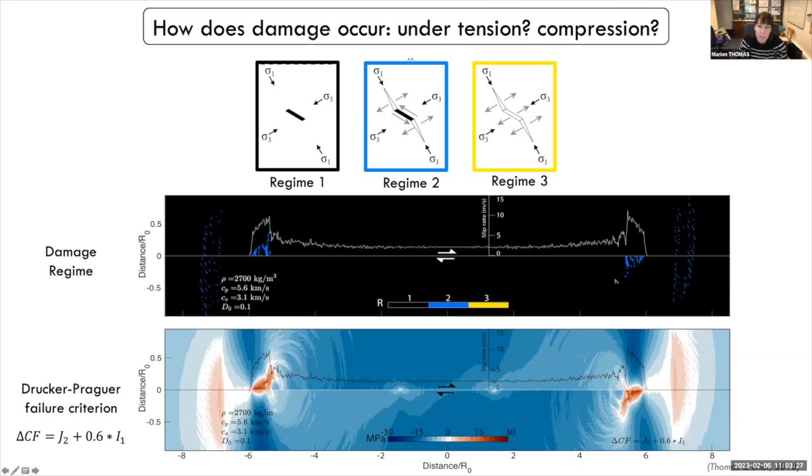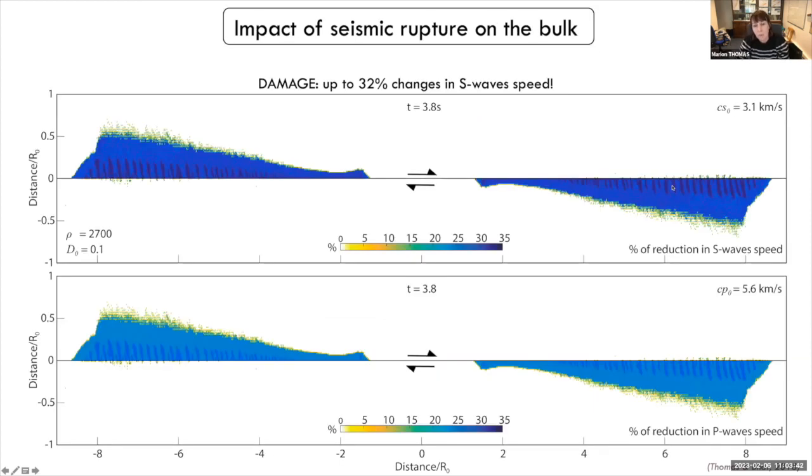So what you see is that the deformation is happening behind the rupture front. You have a bit of damage happening also due to wave propagation. And if you're looking at the cumulative picture at the end of the simulation, you see that we can compute the change in elastic property, or the change in wave speed, in the medium, and we have up to 30% change in S wave speed and about 28% for the P wave speed.